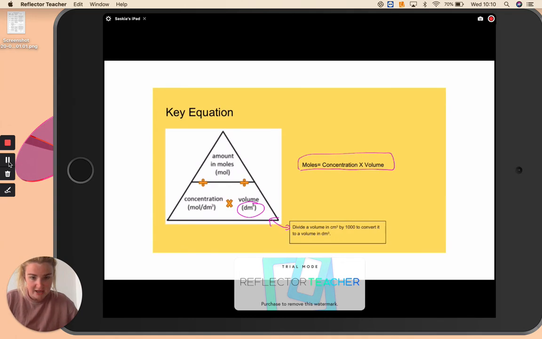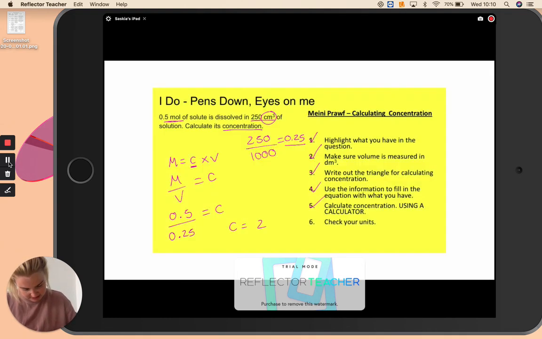Just going to go back to my triangle. Might be worth writing this out when you're doing it or holding the screen on it to check my units. The units for concentration are moles per decimeter cubed. So moles per decimeter cubed. You can kind of see that anyway because you've got moles there, decimeter cubed there, so you can work out the units anyway. But really important you check your units.